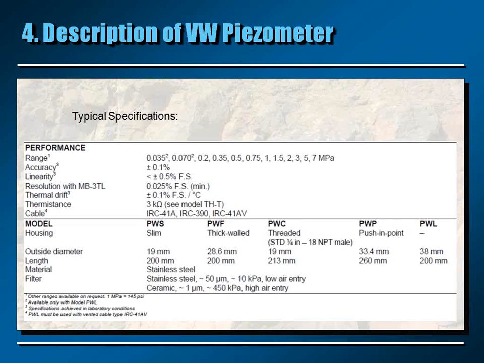Then you have the filters. You have two different types of filters. The standard type is the stainless steel type. This type of filter is more permeable. The water will get in more easily than with the ceramic filter. You can see that by the pore dimension, which is about 50 microns compared to about 1 micron with the ceramic filter.